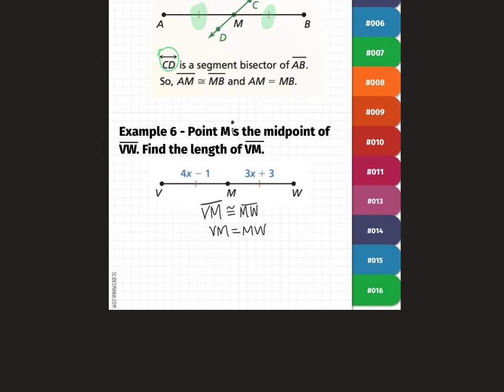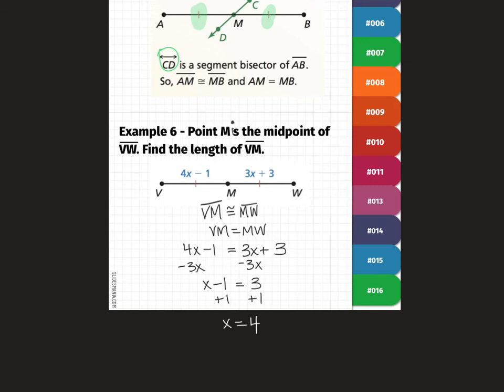And so if their lengths are equal, then we know that 4x minus 1 is equal to 3x plus 3. And now I can solve this. So I'm going to subtract 3x from both sides because it's the smallest. So I have x minus 1 is equal to 3. I'm going to add 1 to both sides. So x is equal to 4.